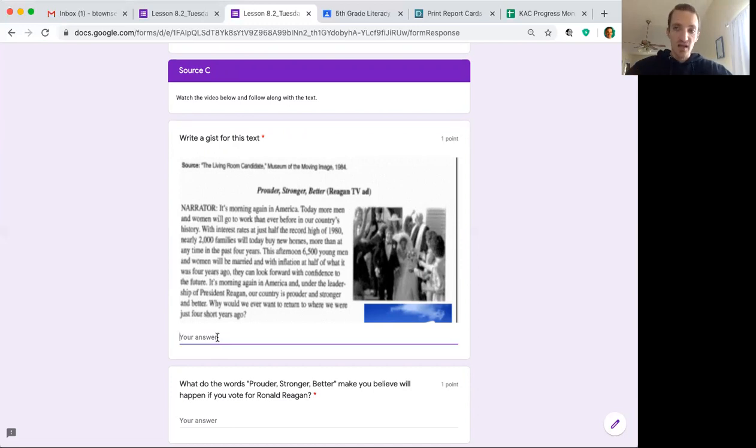The gist is going to be definitely something about Reagan. Reagan wanted people to believe that the country was prouder, stronger, and better. That's evident in the fact that he's saying more people are buying homes, people who are getting married are looking forward to the future, they have a bright future. So those are all examples of how it's prouder, stronger, and better.